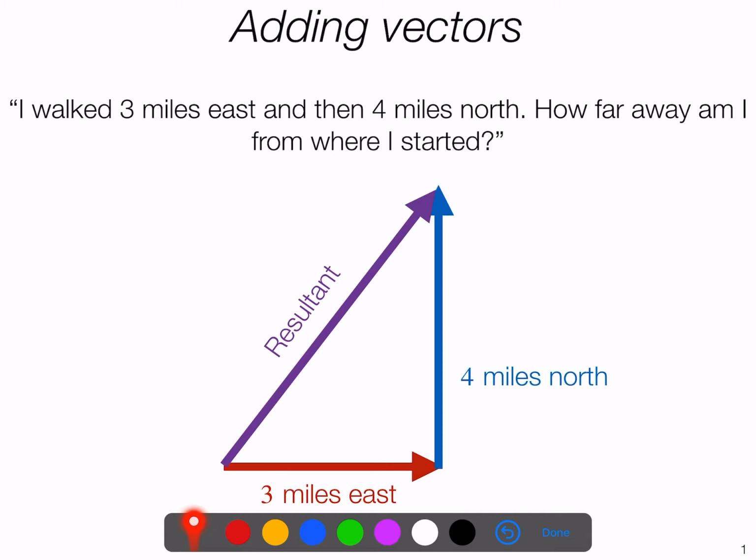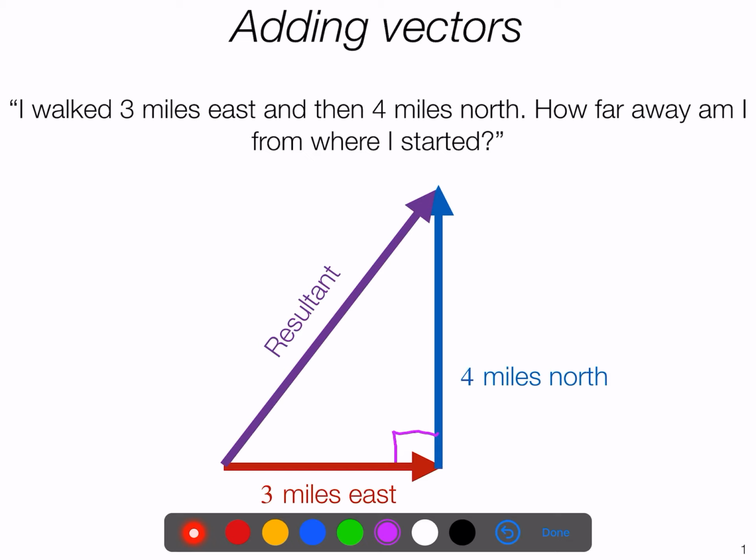And so you can tell that, okay, I started over here, I finished up here. So how far away am I from where I started? Well, that's the length of this purple vector here. Okay, which we're going to in general call the resultant. Anytime you add two vectors together, that added together vector is going to be the resultant. Okay, and here we have a triangle because I walked east and then north, and east and north are always perpendicular to each other. So I have a right triangle.